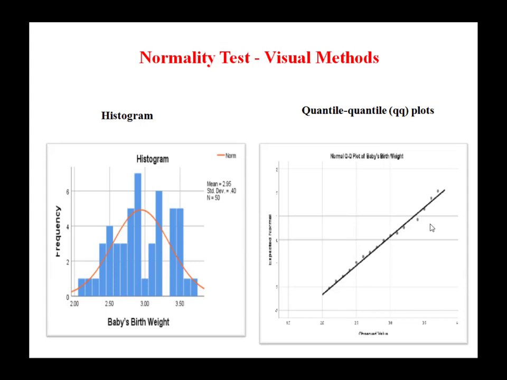Here, normality tests using visual methods. We have two types of plots. One is the histogram, another is the QQ plot. The histogram should be a bell-shaped curve. This shows that our data is normally distributed. Then in the QQ plot, if our data also lies on the straight line, we assume that our data is normally distributed. So for the visual method, we can use two diagrams, the histogram and the QQ plot. This will help us to test the normality of the data.